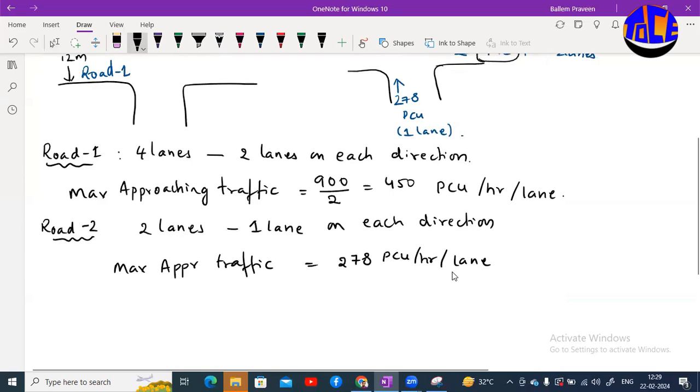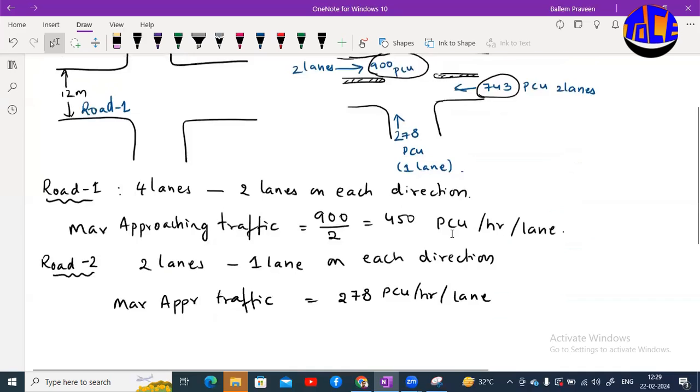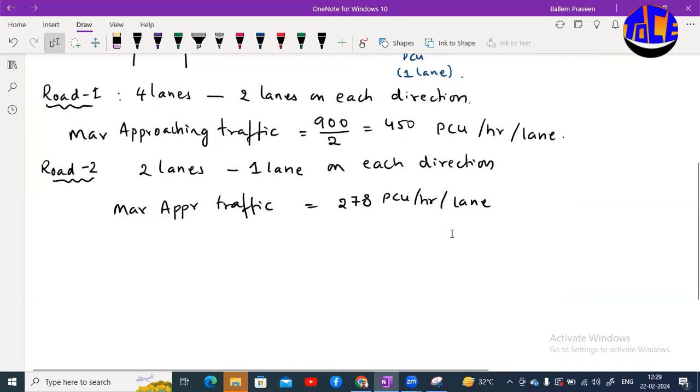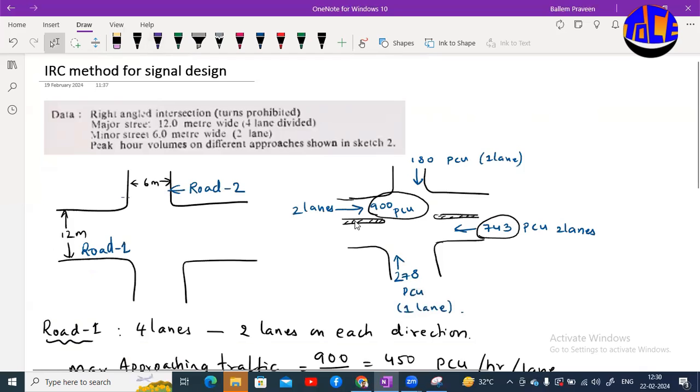Right, now for designing as per IRC 37, we are going to design in 2 stages or 2 steps. For the first step, step 1 is based on pedestrian crossing time. For suppose here pedestrians are crossing this minor road, so the traffic on major road can cross the signal, right? That means here it will be green.